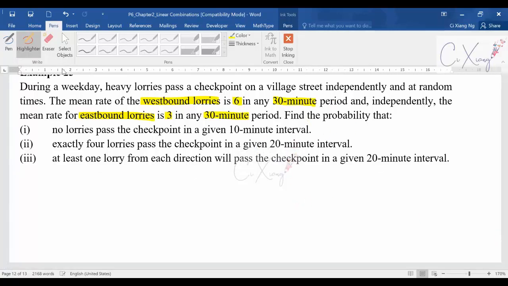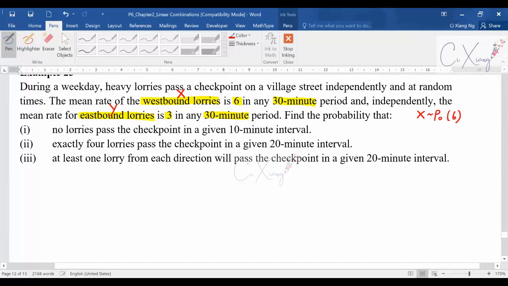Okay, so from this question you can already see the difference very clearly. Maybe the number of westbound lorries, you denote it using X. The number of eastbound lorries, you denote it using Y. So before you calculate, originally in this question, the westbound lorry mean is 6 for 30 minutes. So you should know that the 6 here is for 30 minutes only. And then the eastbound lorry is Poisson distributed with 3 for 30 minutes. So both are for 30 minutes respectively.